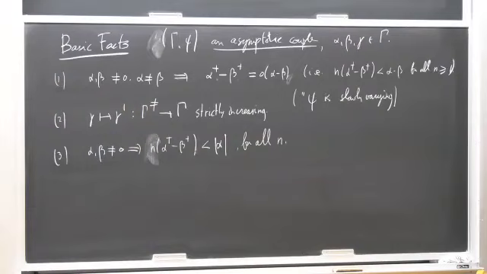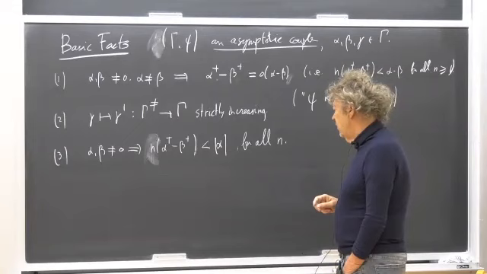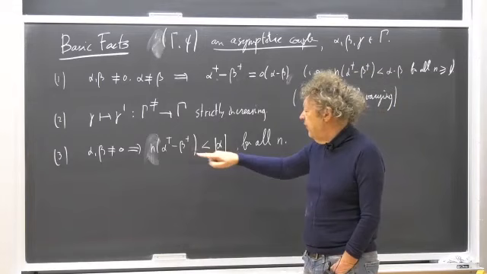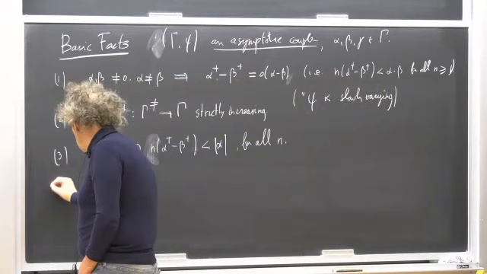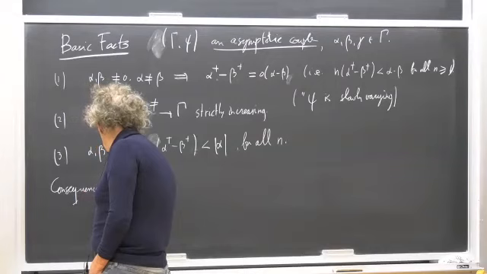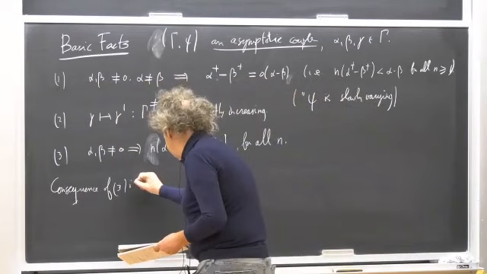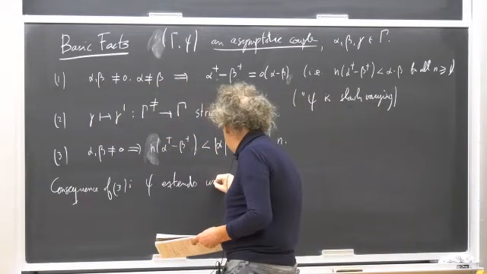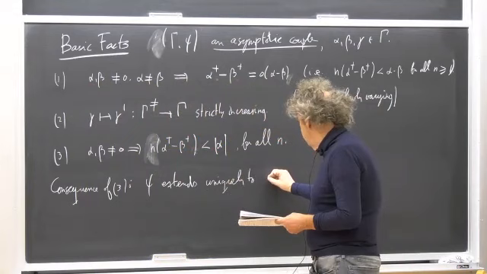For proofs, I will simply refer to our book, or you can find everything in the original papers by Rosenlicht. The reason for focusing on three is that it has as a consequence that you can always extend psi to the divisible hull of gamma. Consequence of three: psi extends uniquely to the divisible hull; let me also call the extension psi.